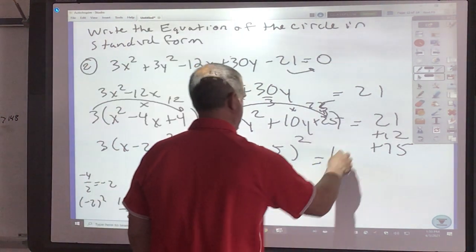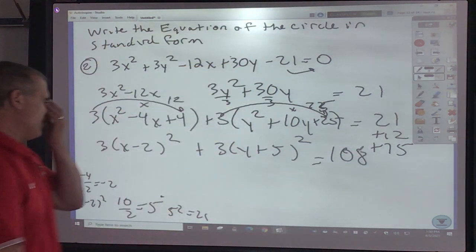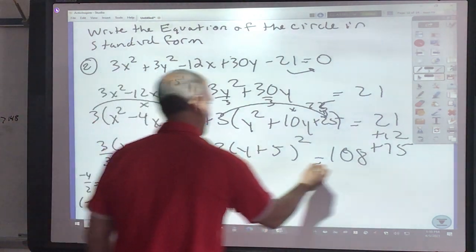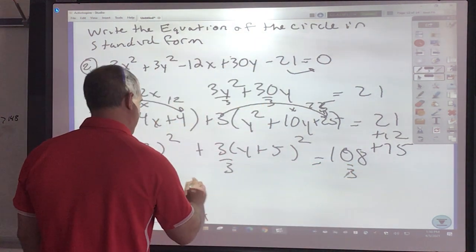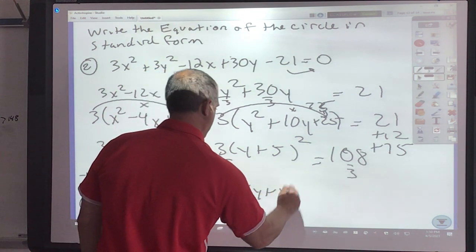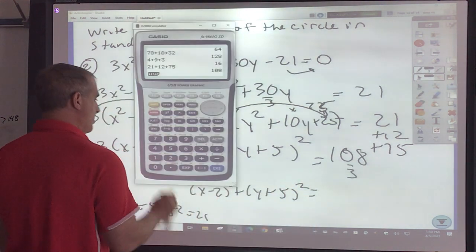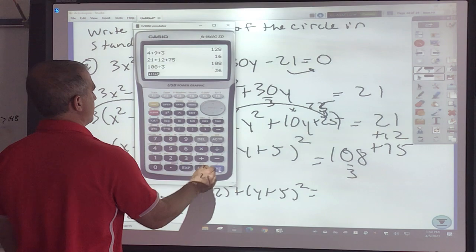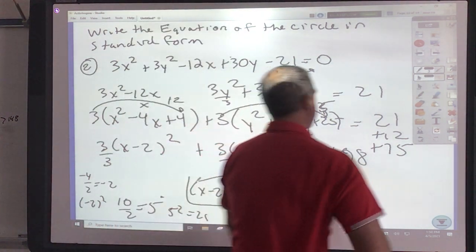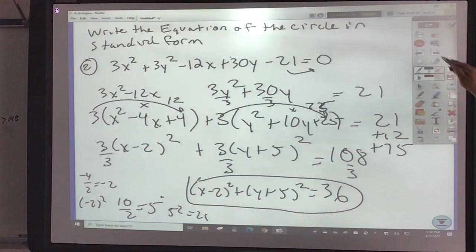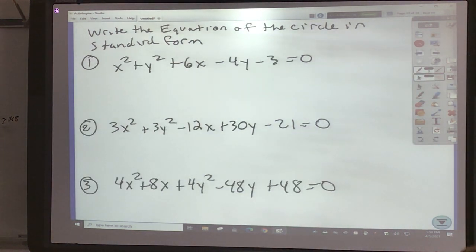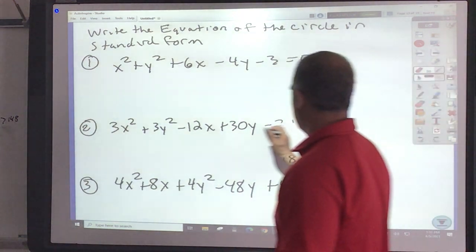That's 108. Okay, now since it's a circle, divide all these by 3. So what I got is x minus 2 squared plus y plus 5 squared. Let's figure out what 108 divided by 3 would be. That'd be 36. Like I said, completing the square will be the biggest challenge, and you definitely need that for the next level.